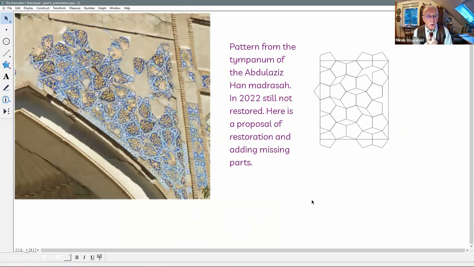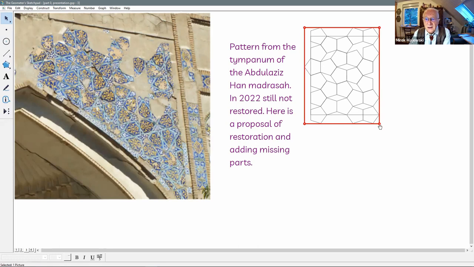This is Bukhara in Uzbekistan, and they have a lot of buildings like this. What is the problem with these buildings? They're old and everything is falling down. So in the last years, I was getting questions from them: can you help us to recover the missing parts of the pattern? So for this pattern, this is what I did.